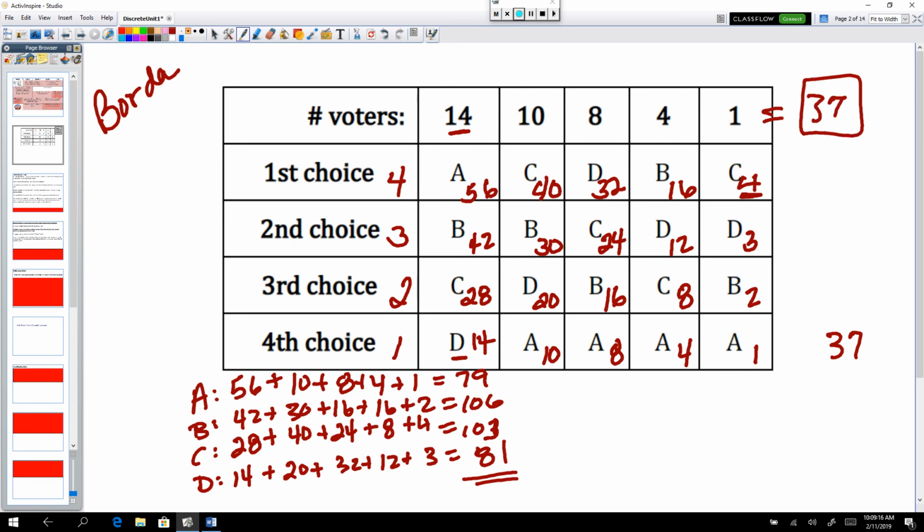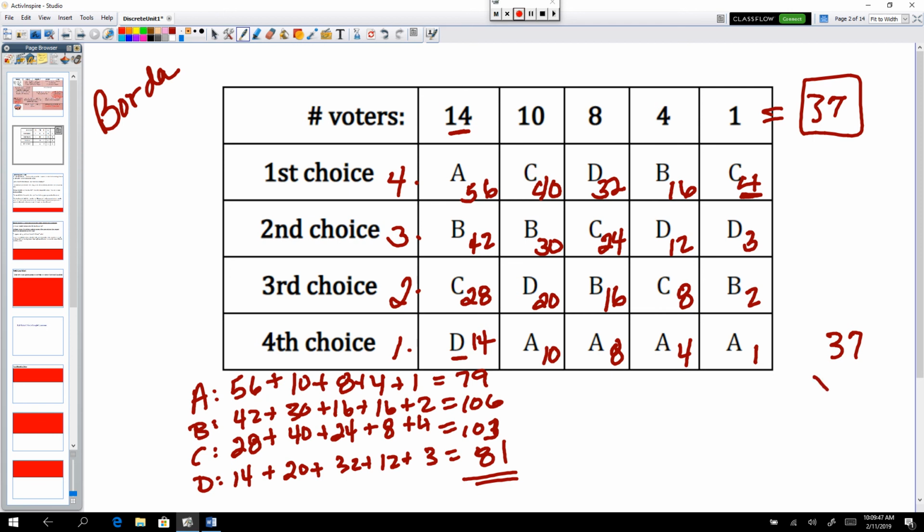And how many points did each voter hand out? When they turned in their ballot, how many points did each voter turn in? They turned in 1 point for fourth place, plus 2 points for third place, plus 3 points for second place, plus 4 points for first place. So in this particular election, each ballot was worth 10 points.